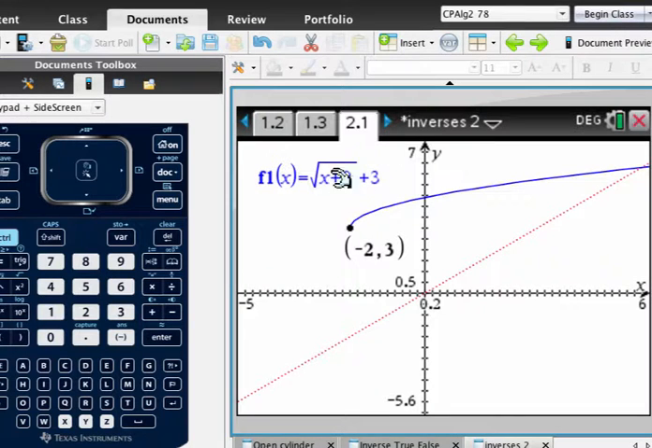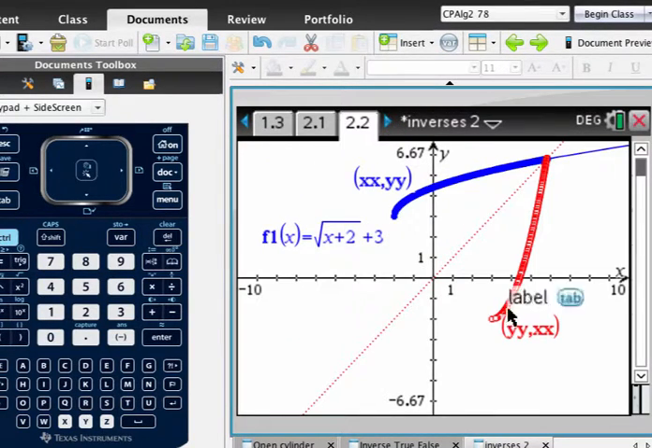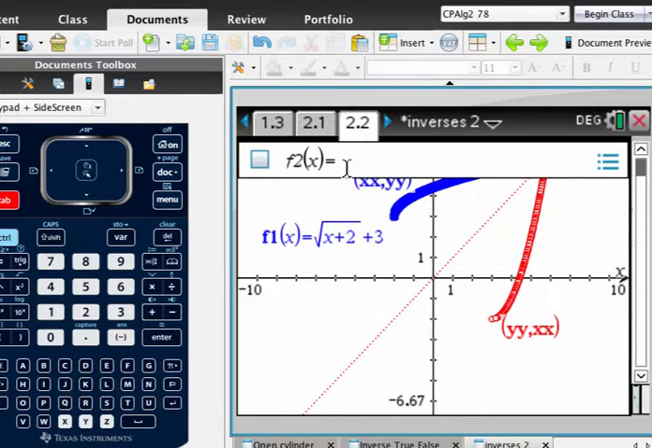Let's try another one. This time I'm giving you the equation so you can think about this. The data comes from the function square root of x plus 2 plus 3. Again, I'm gathering data. I'm going to store those in a spreadsheet, and then I'm going to plot those in reverse. So here is the inverse of this function. I would challenge you to try to write what you think the inverse is.